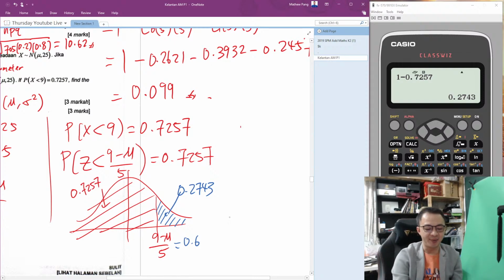So therefore we know this one actually equals 0.6. So from here I can get the mean, right? So 9 minus mean equals 0.6 times 5, which is 3. Mean equals 6. Done.